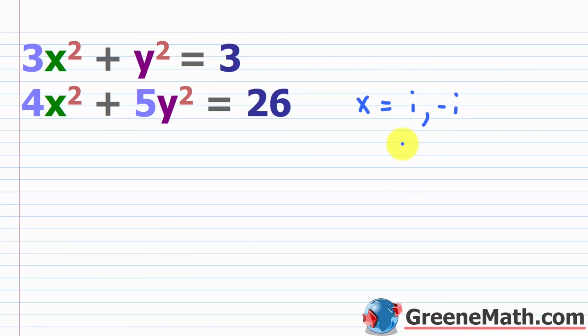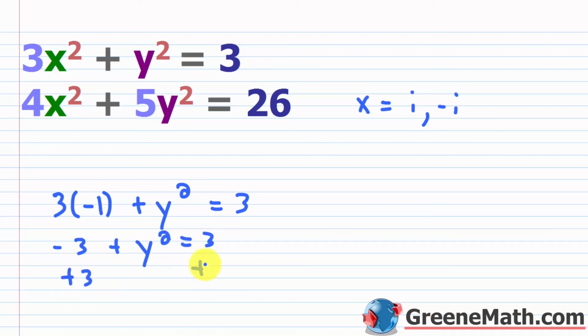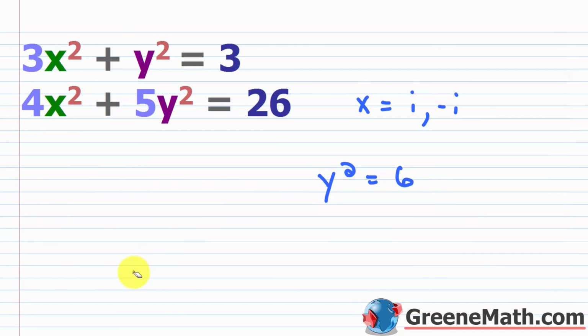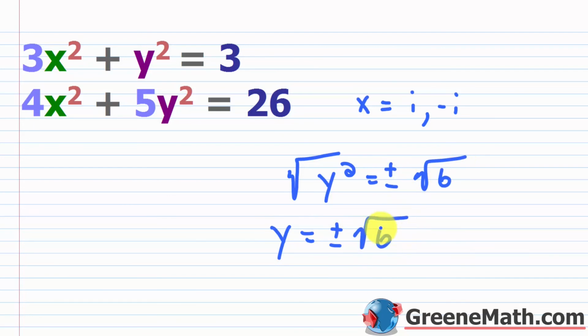Okay, so we've got to plug each of these in. So if I plug in i, remember, i squared by definition is negative 1. So 3 times negative 1, because that's all i squared is, plus y squared is equal to 3. Well, this is negative 3 plus y squared equals 3. Add 3 to both sides, and we're going to get that y squared is equal to 6. Okay, so now if I want to get y by itself, I've got to take the square root of each side. So y is equal to plus or minus the square root of 6. Okay, and I can't make that any simpler.